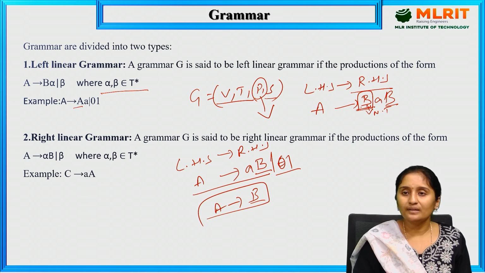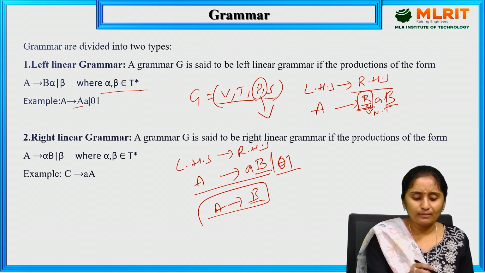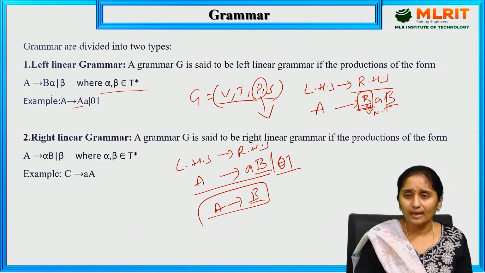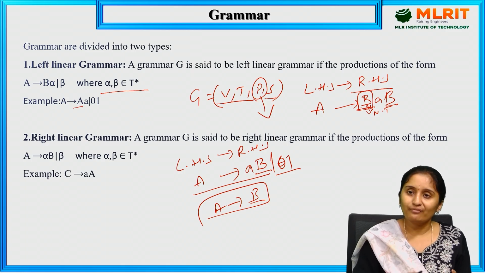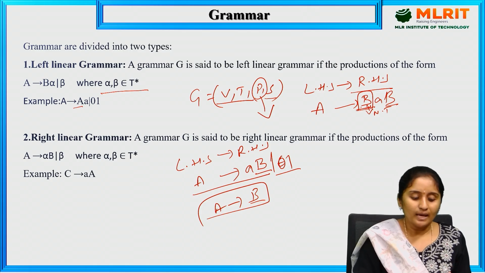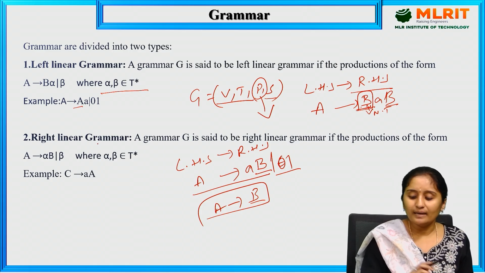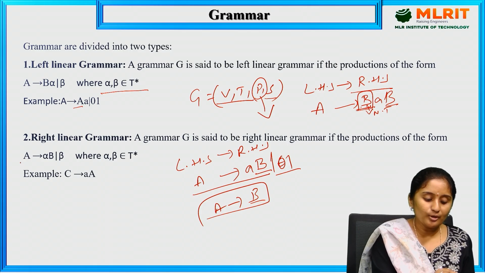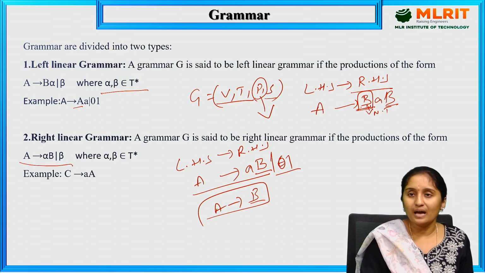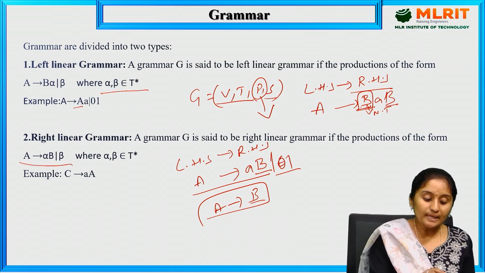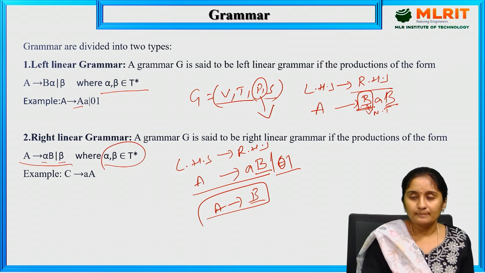So the left linear grammar is one where the productions are in the form A produces B alpha. Alpha is a combination of terminals. Terminals are small letters. Here the right linear grammar produces A produces alpha B or beta. B is a non-terminal, and alpha and beta are combinations of terminals.